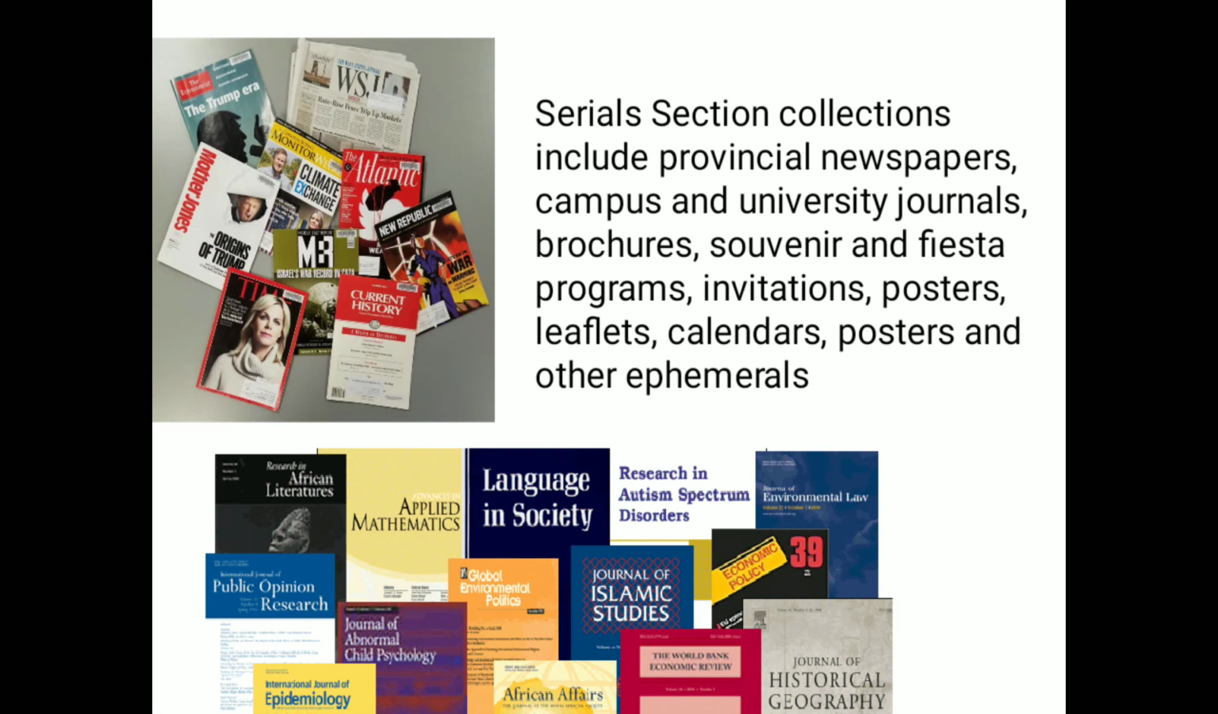Next is the serial sections collections. Also, this information is according to the National Library of the Philippines, that it says that serial sections collections include provincial newspapers, campus and university journals, brochures, souvenirs, and fiesta programs, invitations, posters, leaflets, calendars, and other ephemerals. Those collections are general because this information is from the National Library of the Philippines.